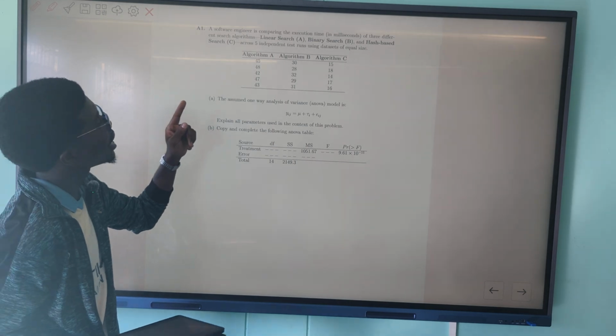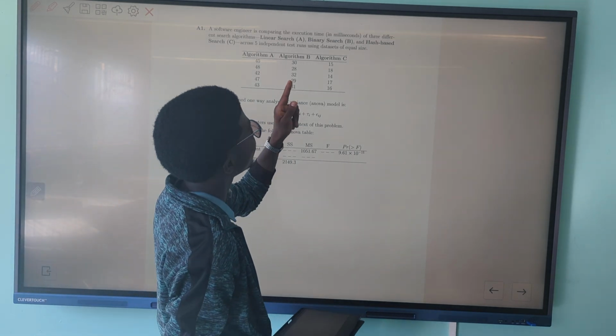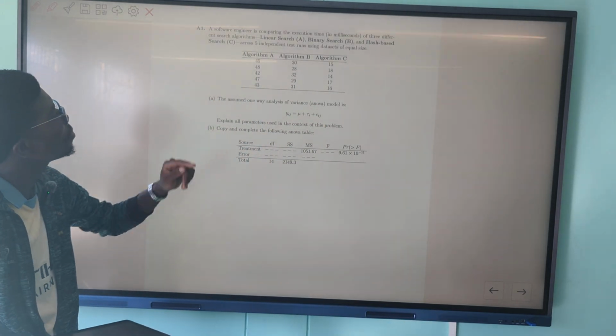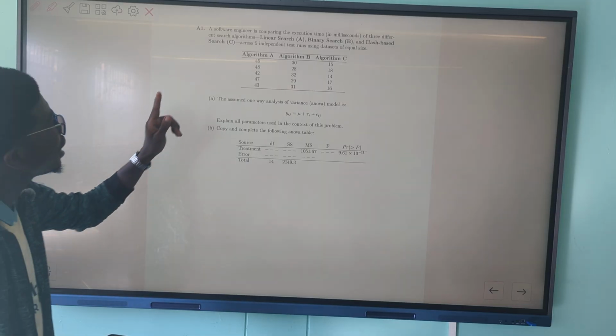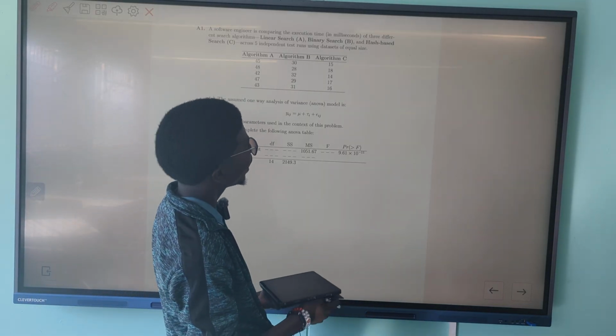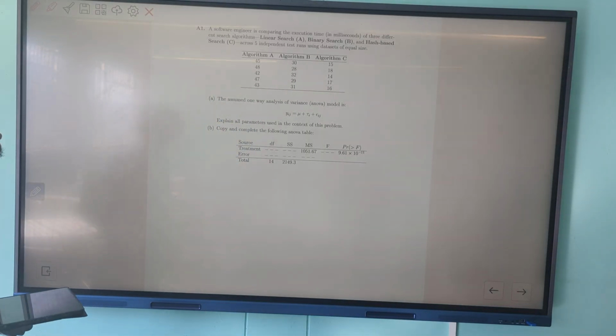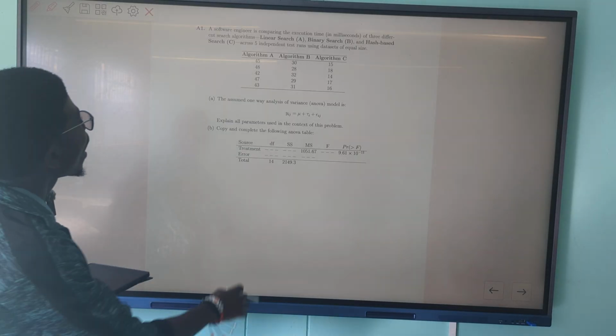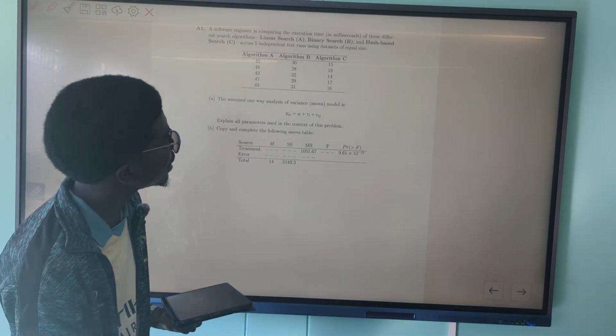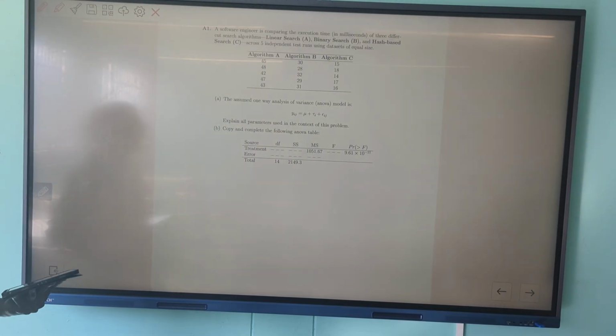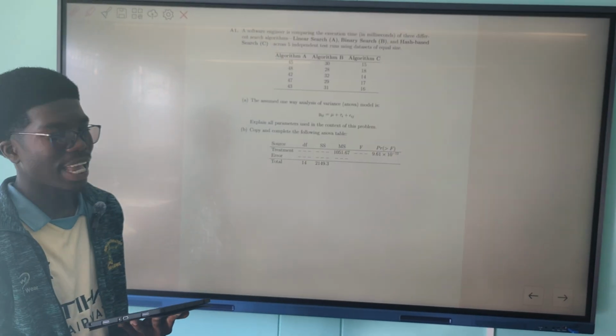A software engineer is comparing the execution time in milliseconds of 3 different search algorithms: linear search A, linear search B, and hash-based search C. Are we together? Across 5 independent test runs using data sets of equal size.